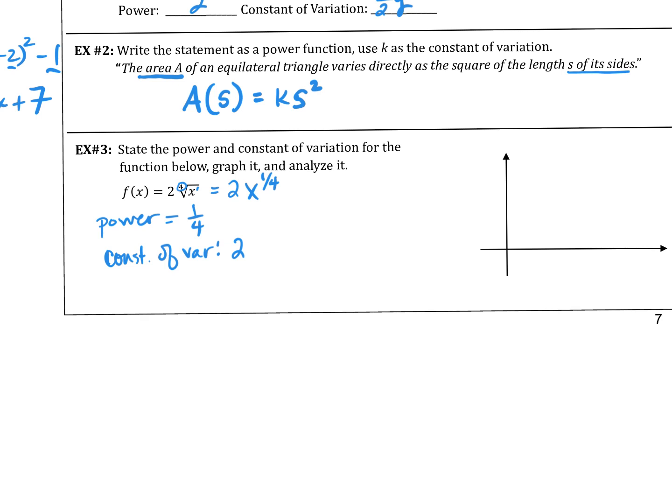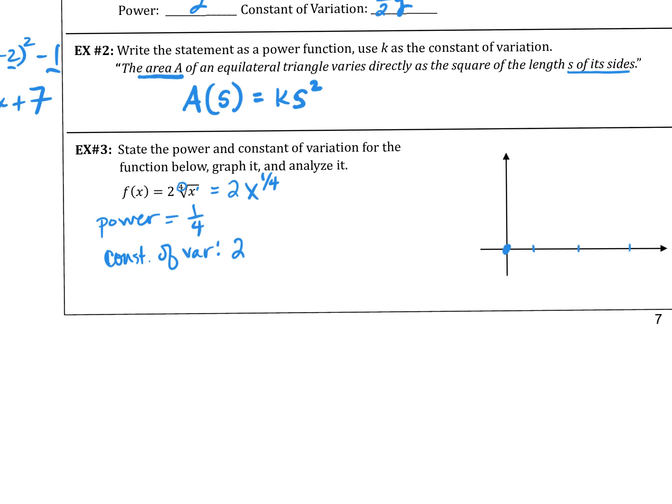So this is going to look the same way. It's going to be at 0. What do we get? If we plug a 0 into that, what is the 4th root of 0? 0. And 2 times 0 is what? So we know we have a point right here at 0. Okay? So we're going to plug some values in and see what we can do here.